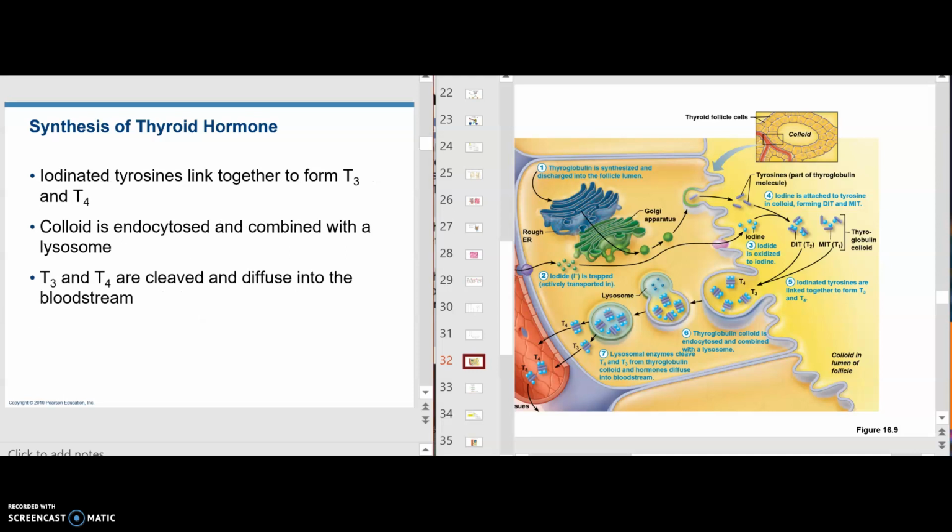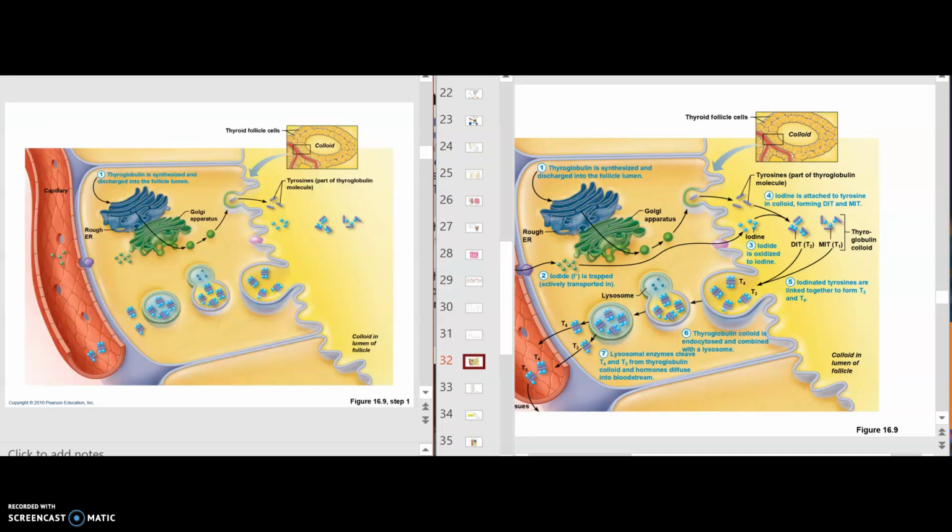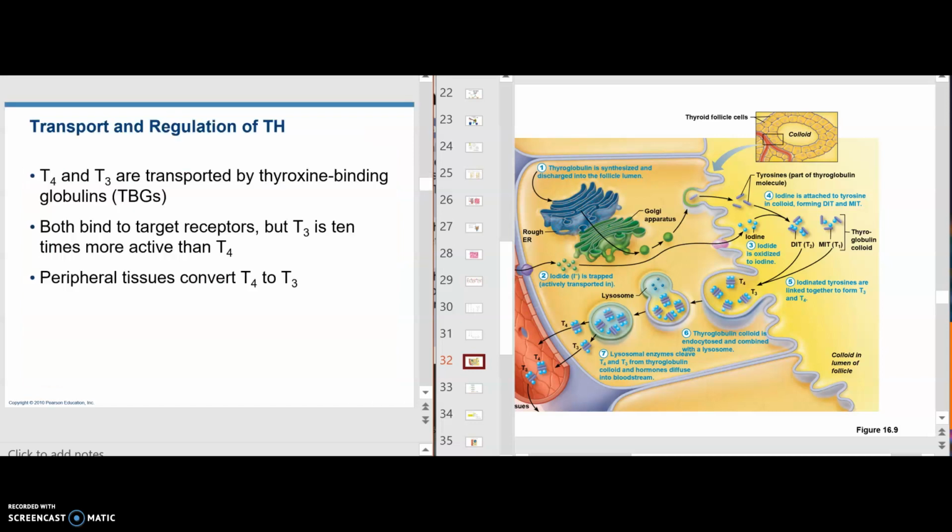And so we've already discussed this. We've discussed it step by step. So I'm going to pass by all of this, and you can study this in your PowerPoint section. Okay. And T3 and T4 are lipid soluble.